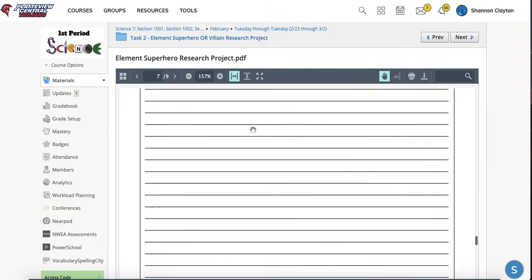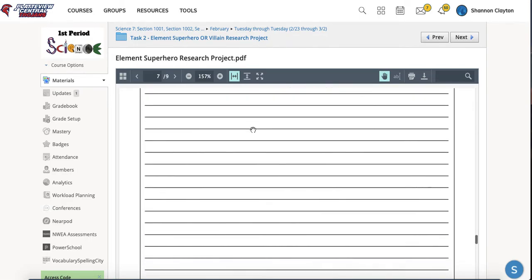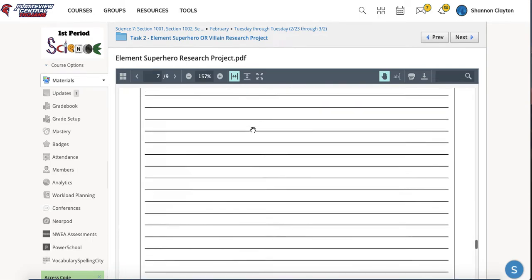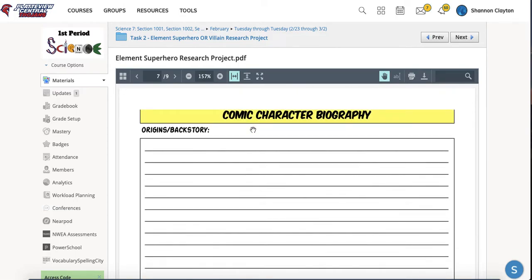Let me know where your character came from, how he or she became a superhero or a supervillain, how they got their powers. That's all there. So then this sheet is going to get printed off and it's going to go on the back of your poster. And I've got some examples of some superheroes.